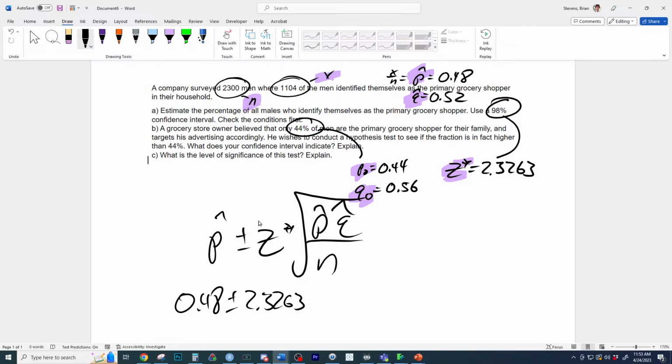2.3263 square root. And is this making sense, Jesse? What are your thoughts on this? Because now you know what we do. We're going to solve for the standard error, and then we're going to multiply that by the Z star to get the margin of error.